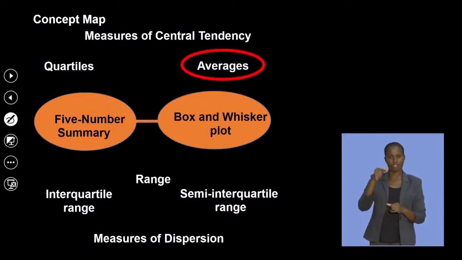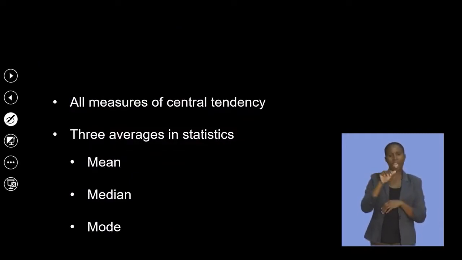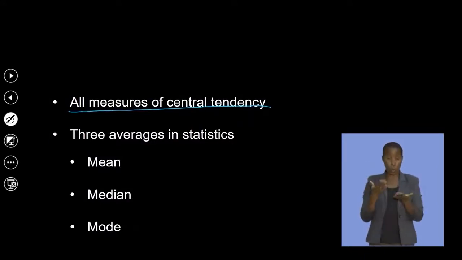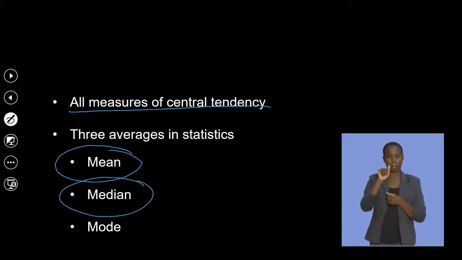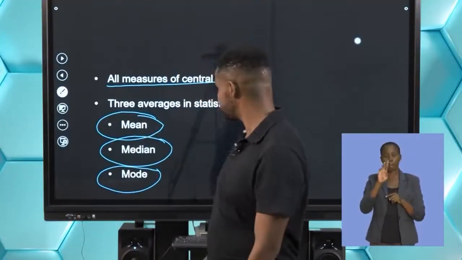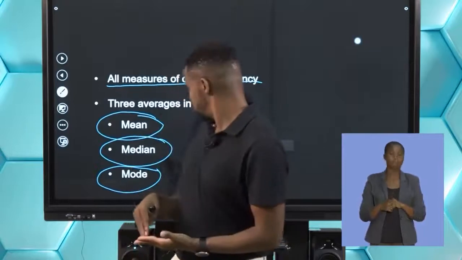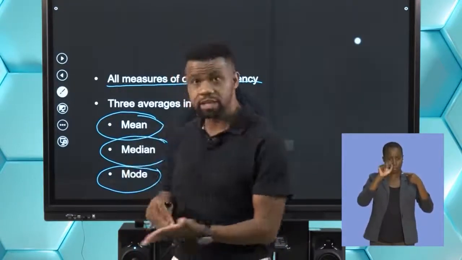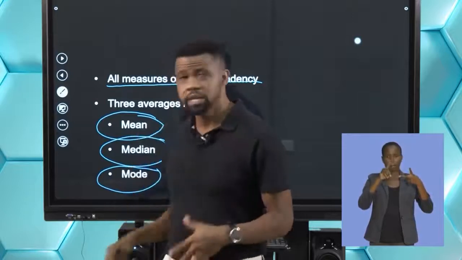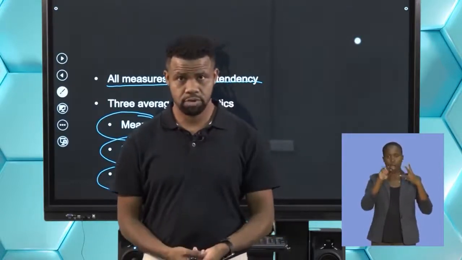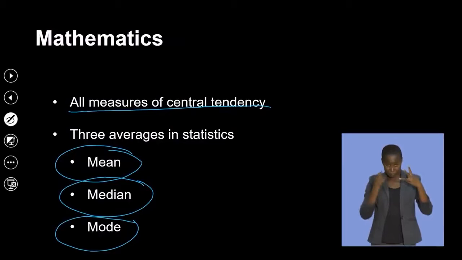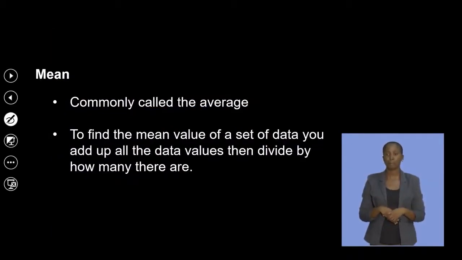Let's start with average. All are measures of central tendency. There are three averages in statistics: mean, median, and mode. Are we all together? Mean is the average, median is the middle one in the data, mode is the most occurring one. So those are the averages.